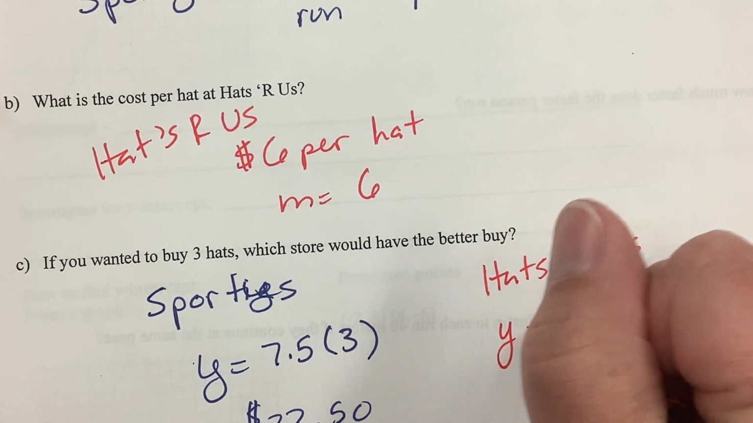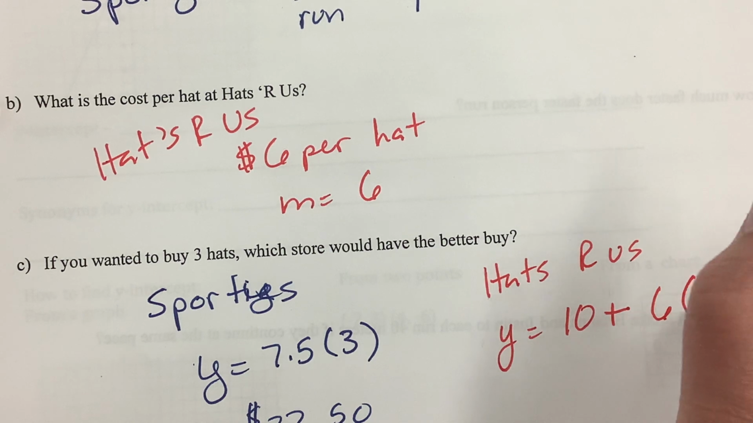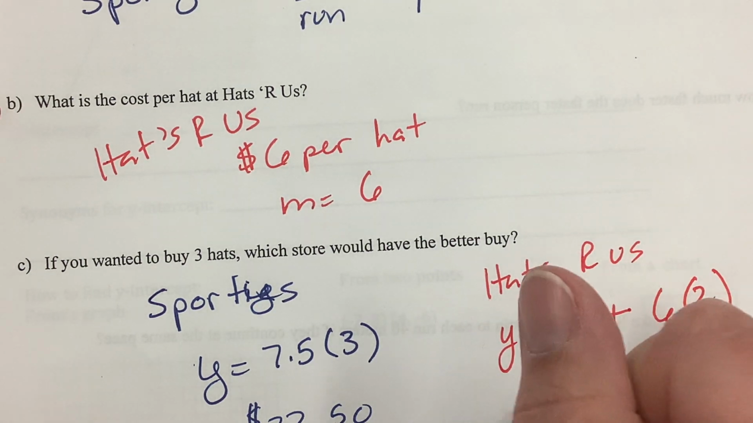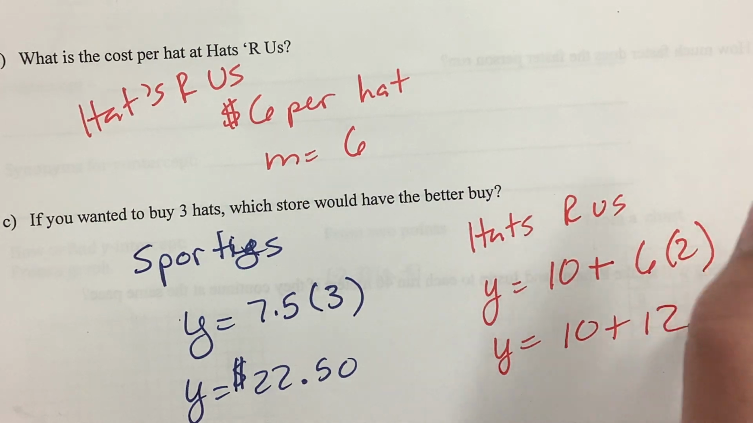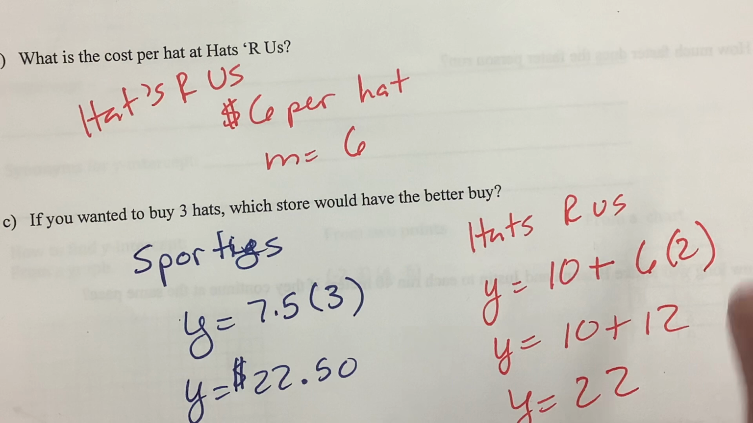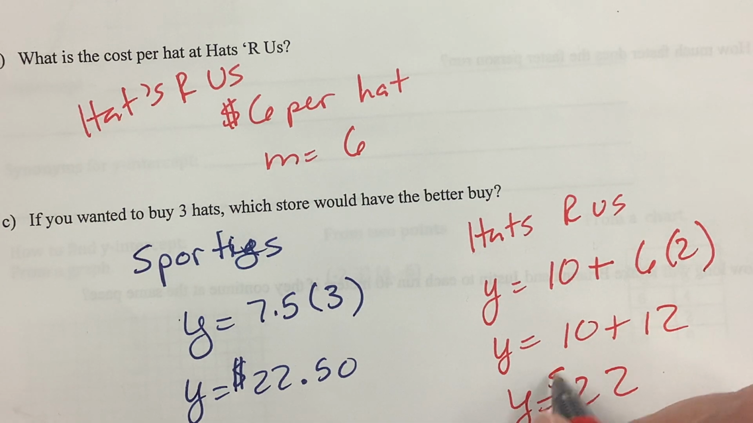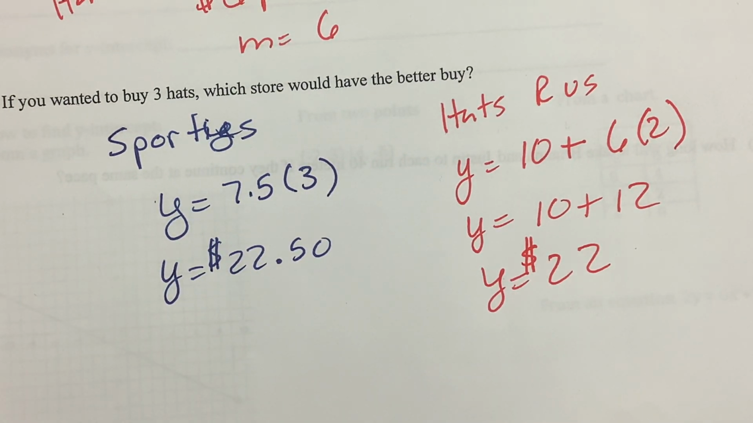Well, they're going to be $10 plus $6 for the 2 additional caps. So that's going to be 10 plus 12. It's going to be a better deal at Hats R Us because it's only $22 at Hats R Us, which is a better price than $22.50. So Hats R Us wins this one.